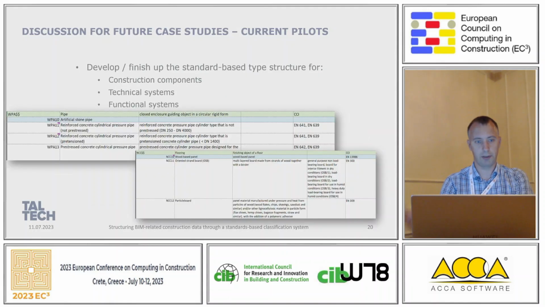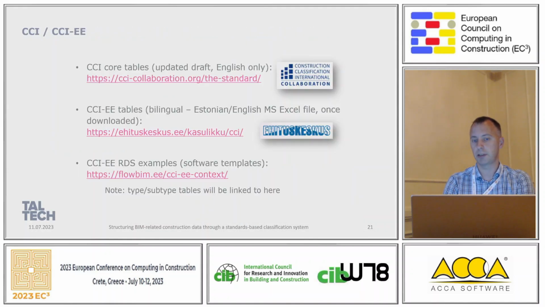And finally, some more examples. For example, how to divide a pipe, which has a CCI code and is based on EN ISO standards, or flooring. You can find more information about it also from the CCI core tables, collaboration.org, and everything is also available in English, of course.